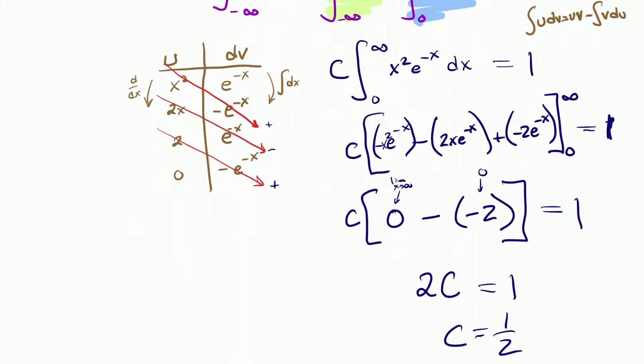So c equals 1/2. If you're given a density function that doesn't have everything, like it's missing a term, like a c here, you can figure out the c by doing the integral. Maybe integration by parts, maybe not.